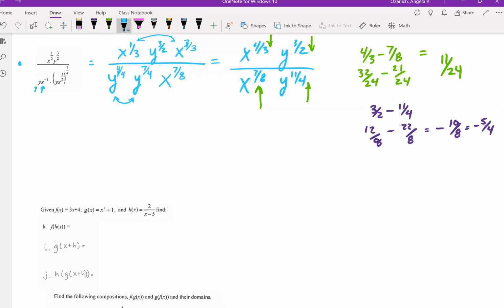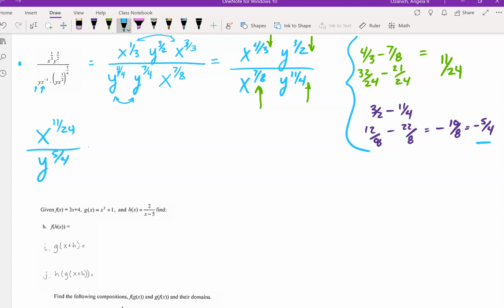So here we go. Remember, these were subtracting our exponents. So we have x raised to the 11/24. And because this is a negative exponent right here, we're going to say y to the 5/4. It kicks it into the bottom of your fraction.